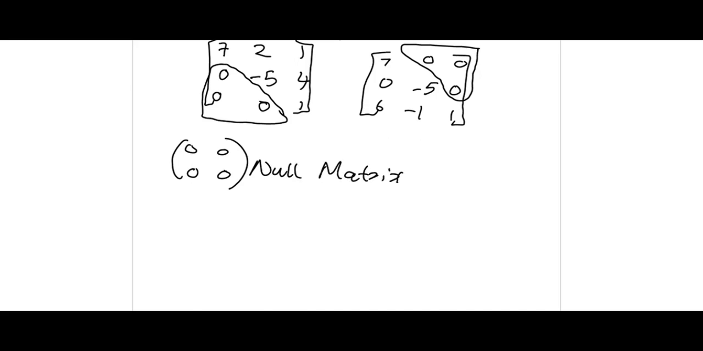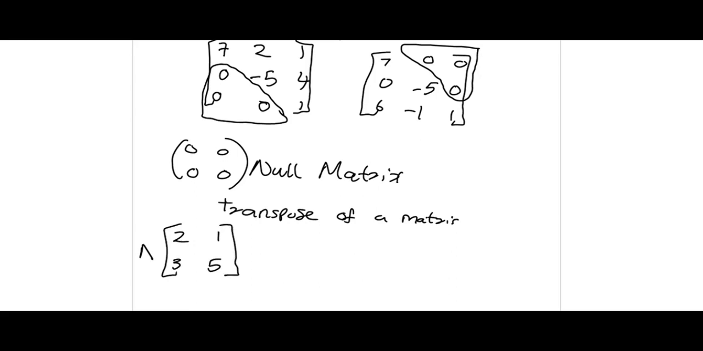Of course, we now have to get the transpose of the matrix. The transpose of a matrix simply means if we have a matrix, let me see, 2, 1, 3, 5. This is labeled A, and we have to find the transpose, which is denoted by a little t on top. That's equal to interchanging the rows and columns.